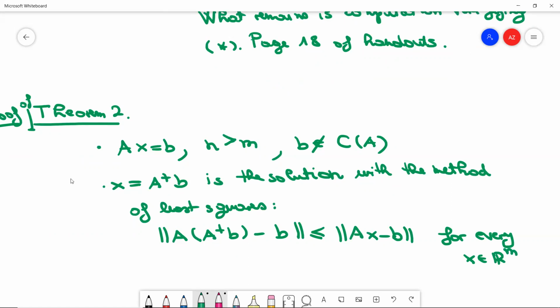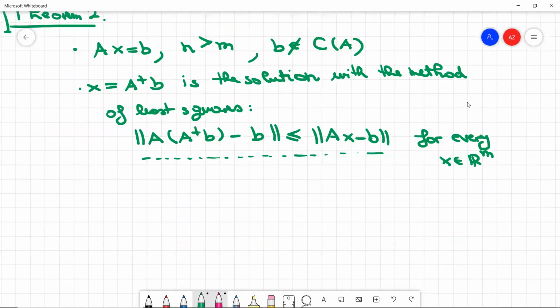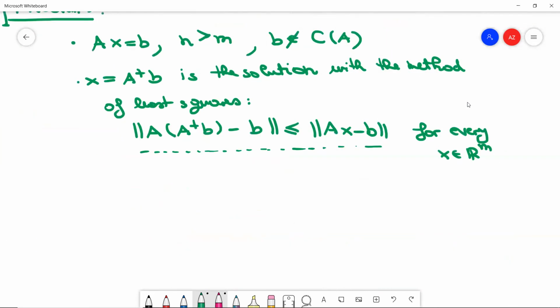So this is what we want to prove. We plug in, for X, A plus B, and we try to prove that the norm of the vector A A plus B minus B is smaller than the norm of any other vector AX minus B. I will only show you one possible way how to prove it. One possible way is to use the SVD decomposition of A.